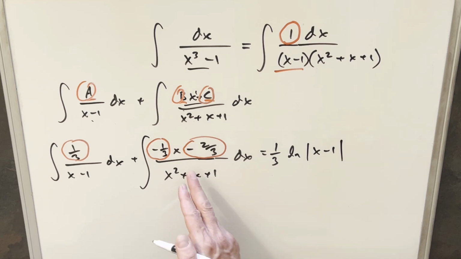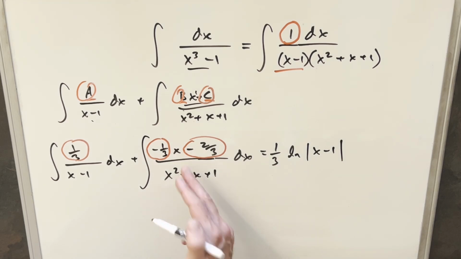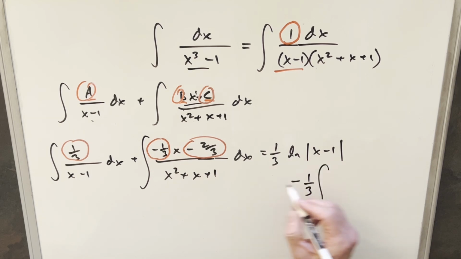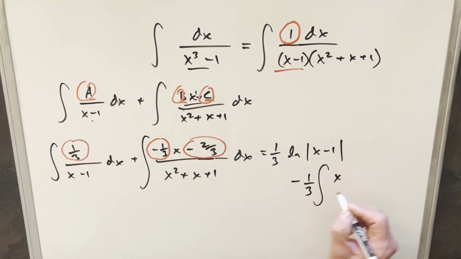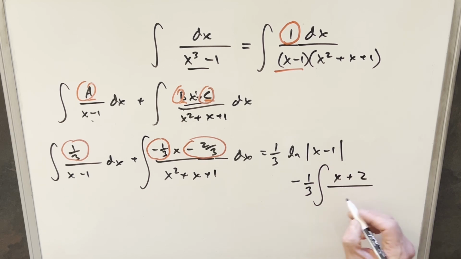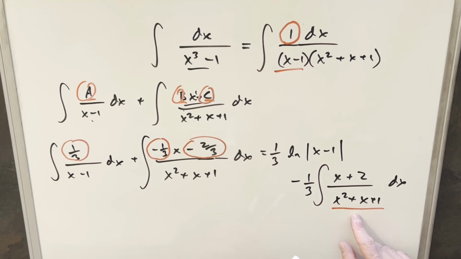And then for this integral here, what I'm going to do is factor out a minus 1/3 in front, just to make this a little cleaner. So if I do that, we're going to have minus 1/3. In the numerator, this is going to become an x, and then we're going to have a plus 2 right here. Well, for this integral, I just noticed that the derivative of the denominator is going to be 2x plus 1. So what I want to do is manipulate our numerator to get that.